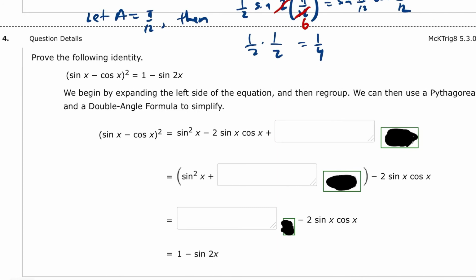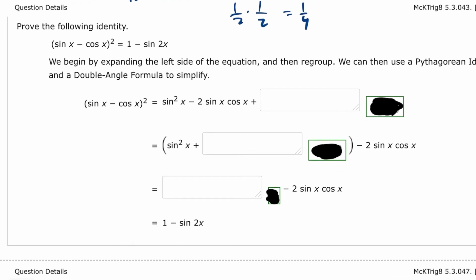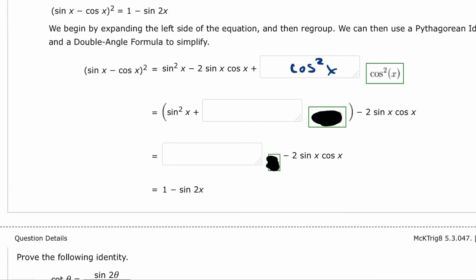All right, this one over here, it's an identity we need to prove. So it looks like they expand the left side out. If you FOIL this out, you have to write it twice in FOIL. You're going to get sine squared, then 2 sine x minus cosine x, plus negative cosine times negative cosine is positive cosine squared. That's just FOILing this out, writing it twice and then multiplying.